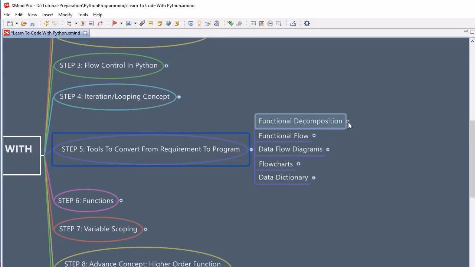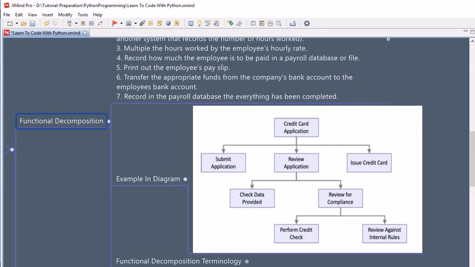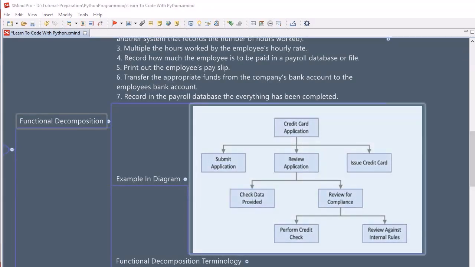If we are talking about one of the tools called functional decomposition, what does it mean? Suppose you are going to design a system for credit card applications. A credit card application is based upon various functions. When we write a program, we will not write the entire program in one go. We will chunk that program into smaller pieces, and those pieces we can write in any programming language. This is applicable.